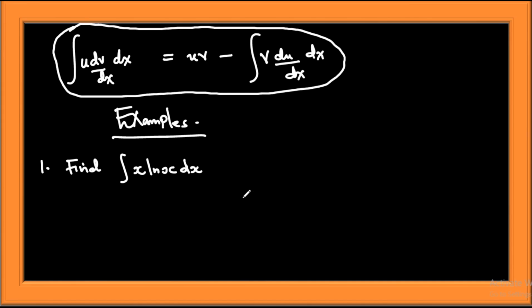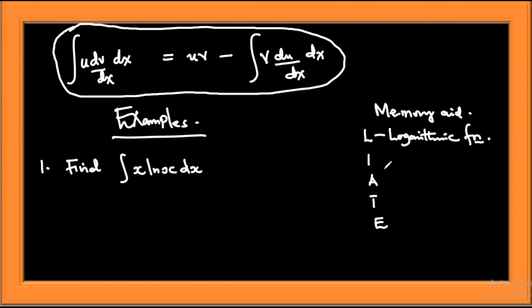When you look at this integral, for you to begin doing it using integration by parts, I'm going to first help out with what we call the memory aid. To help you find it easy when using this technique, I have a word here called LIATE, and you need to know the meaning of each of the letters. The first one, L, represents a logarithmic function.